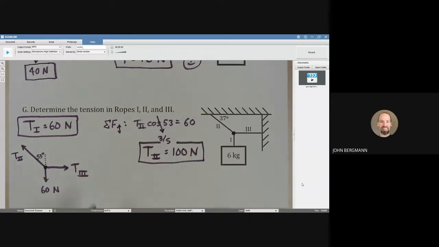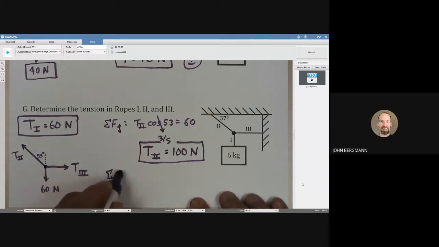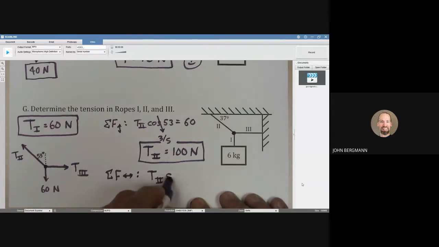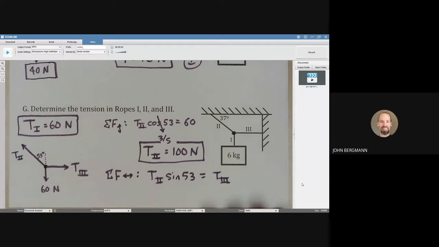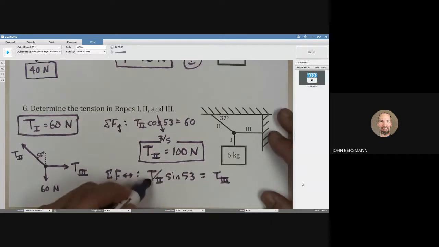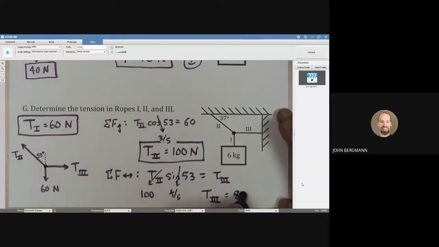All right, what about rope number 3? Well, let's sum the forces in the horizontal direction. Again, these are going to add up to 0, so they need to cancel each other. So now it's going to be T2 times the sine of 53, and that needs to equal tension number 3. Those are going to exactly offset. T2, we said, was 100. The sine of 53, can you do that in your head? The sine of 53 is going to be 4/5, 80. 100 times 4/5 is 80.